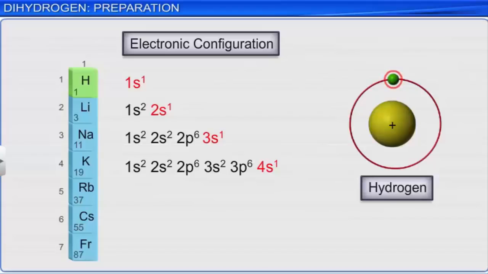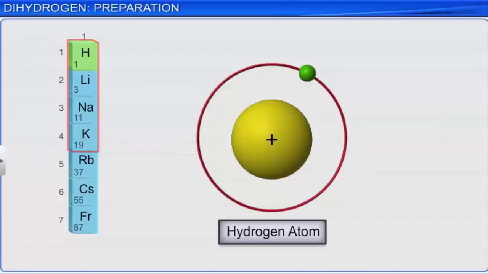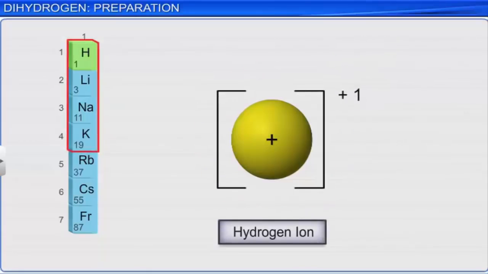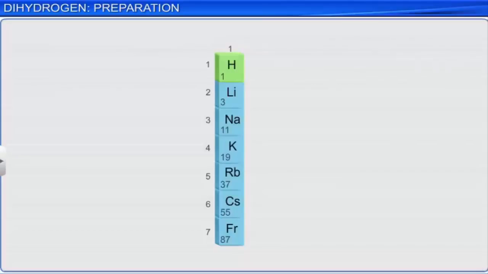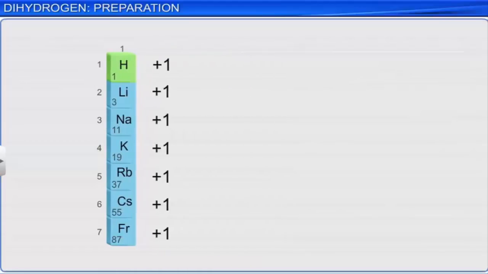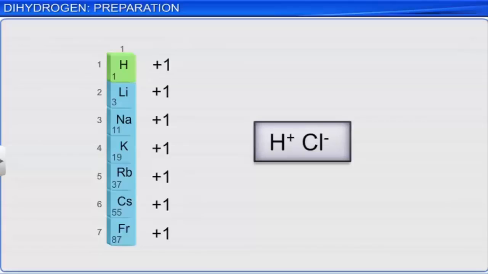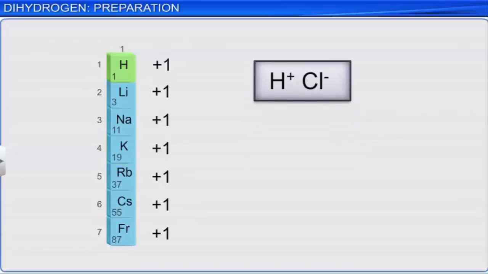Due to this, these elements possess similar electropositive character, allowing them to readily lose an electron to form positive ions. Thus, similar to alkali metals, hydrogen also shows an oxidation state of +1. For example, in hydrochloric acid, hydrogen has an oxidation state of +1, which is similar to that of alkali metals such as sodium and potassium, in sodium chloride and potassium chloride respectively.